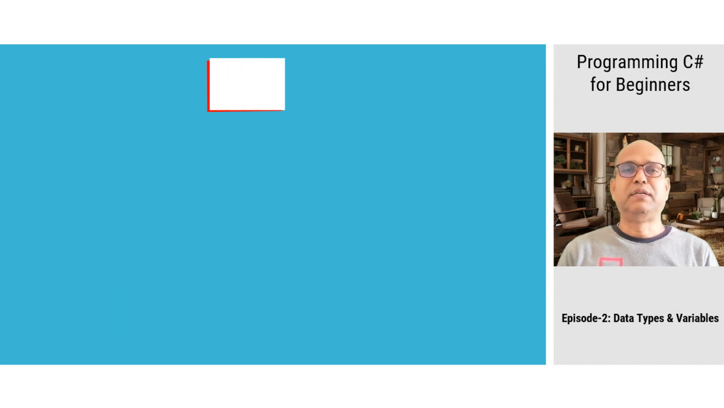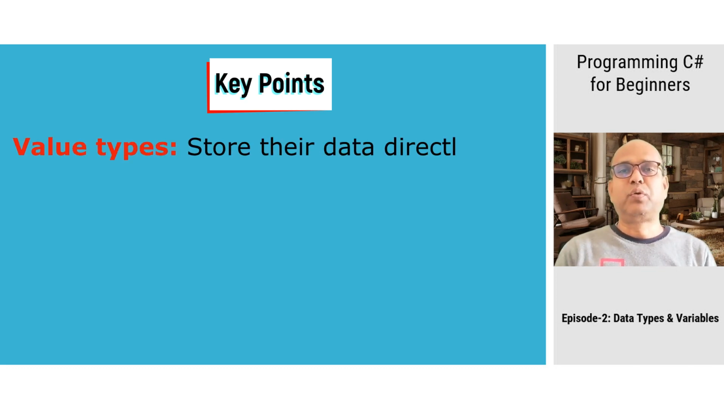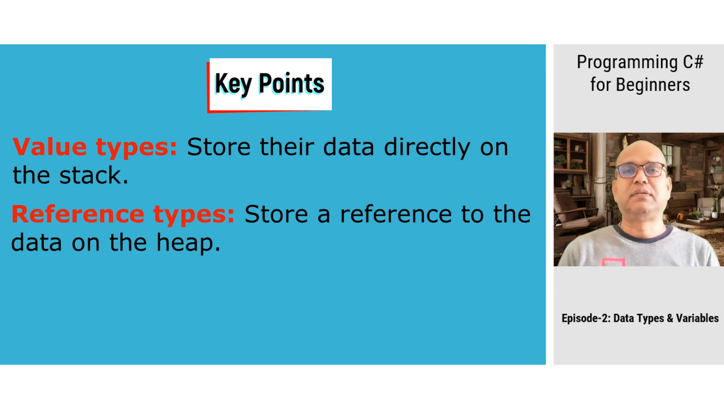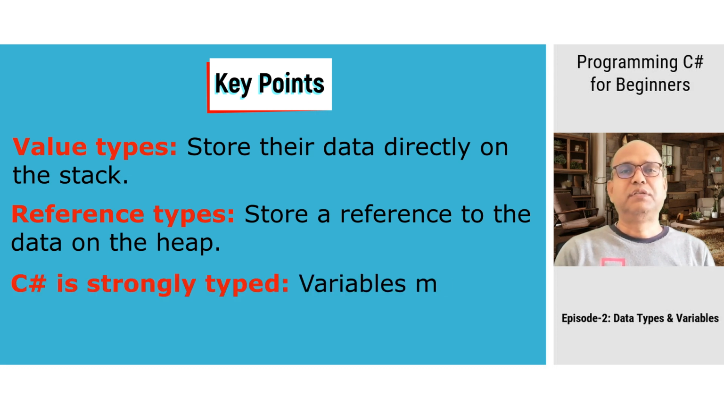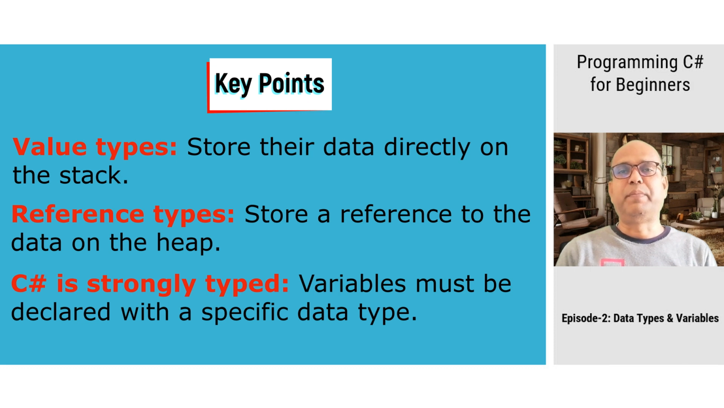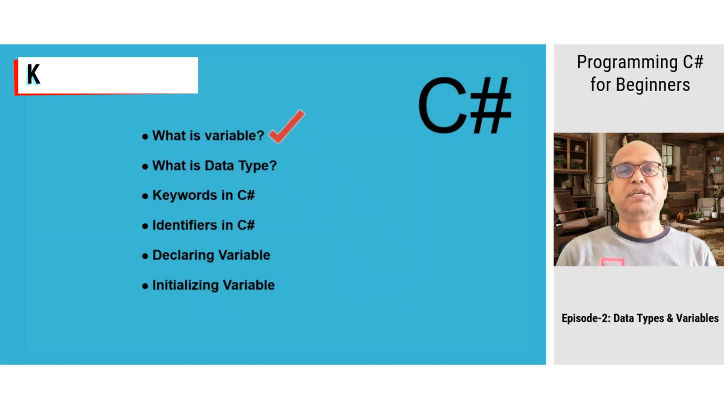We should keep in mind some points when we're using the data types. Value types store their data directly on the stack. Reference types store a reference to the data on the heap. C sharp is strongly typed. Variables must be declared with a specific data type. The choice of data types depends on the kind of data you need to store and the operations you need to perform on it. The next topic, keywords in C sharp.